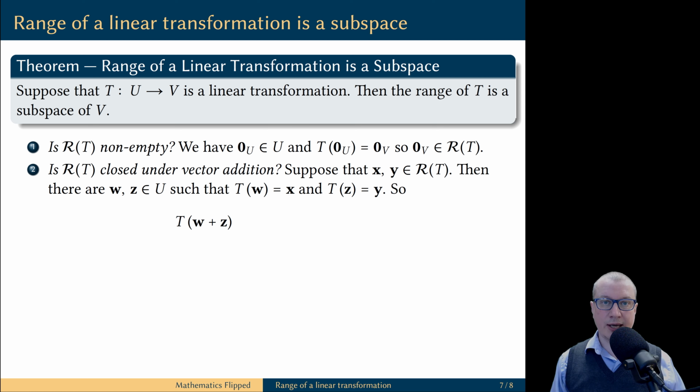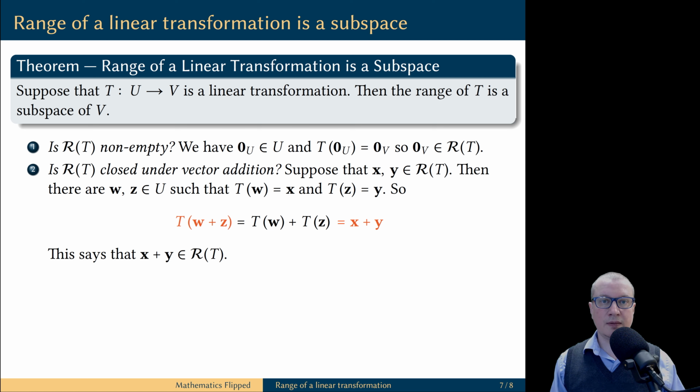Then, let's see what happens when we compute the value of t on the vector w plus z. T is a linear transformation, so it respects vector addition, and we know the values of t on w and z. They are x and y respectively. But this computation says that the vector x plus y is one of the values of the linear transformation t, therefore it is a member of the range. This shows that the range is closed under vector addition.